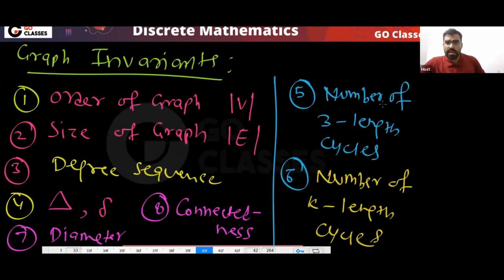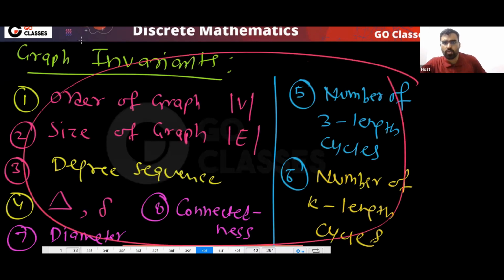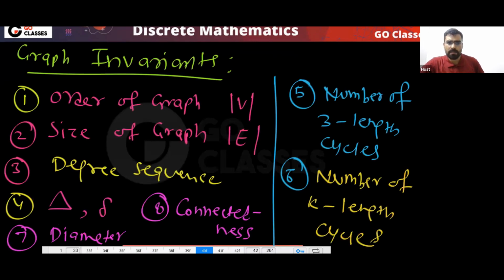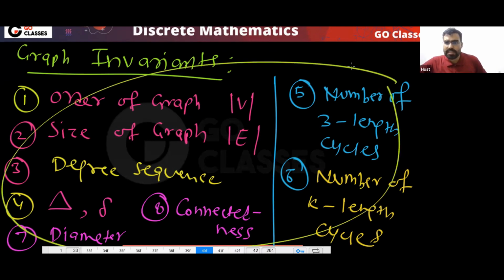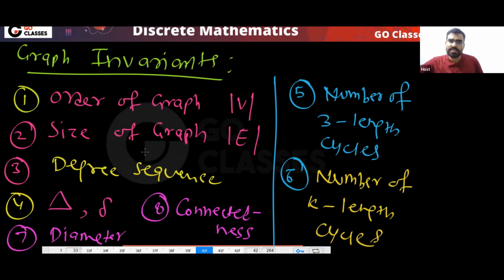One more thing. If all these things are the same for two graphs, can I say they are isomorphic? No, you cannot say. Remember, if any of these properties is different for two graphs, then you can say they are not isomorphic. But if all these properties are the same for two graphs, it does not mean that they are isomorphic.